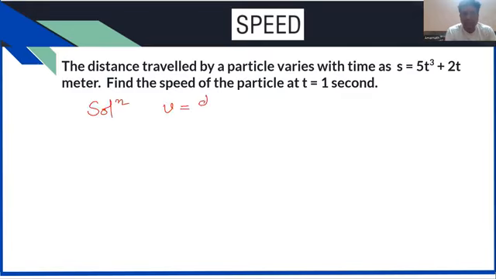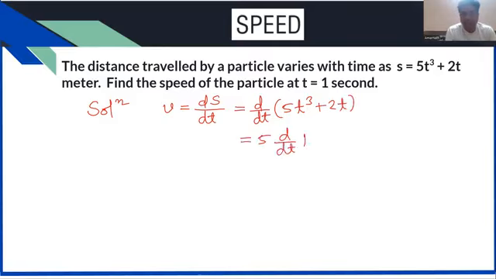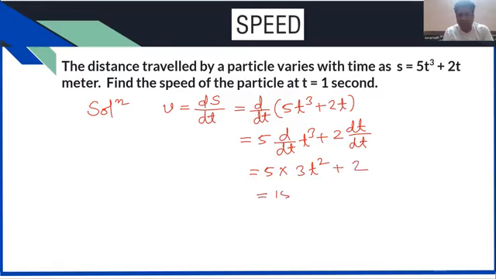Speed equal to ds by dt of 5t cube plus 2t, that is 5 dt of t cube. See, after we become expert, we can remove a lot of terms, but now we have started practicing only. So it is 3t square, it will be 15t square plus 2. So this will be the general expression of velocity, okay?